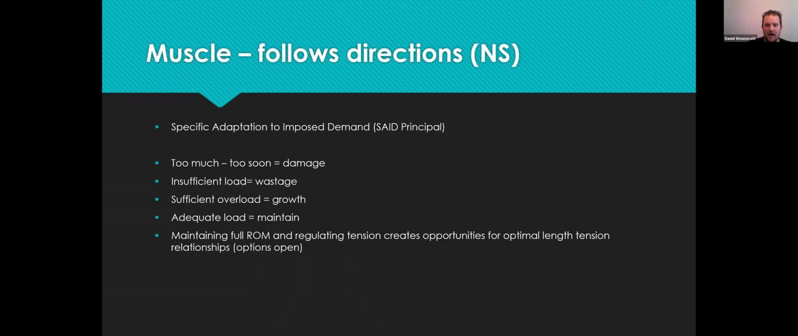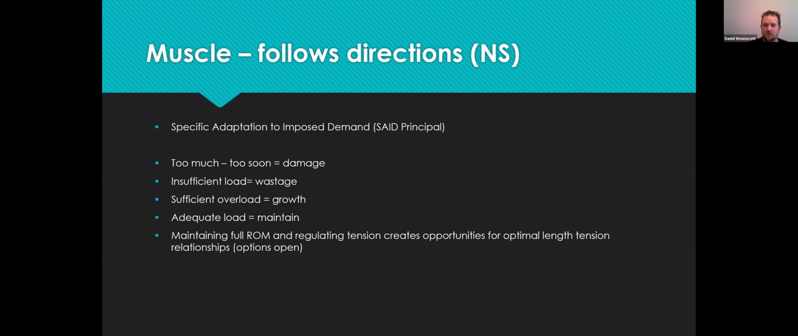Just quickly looking at the different types of tissue we're trying to fix. So things like muscle, it very much just follows the direction of the nervous system. If you don't load it enough, you'll get wastage. If you overload it too quickly, too soon, you'll get damage. Sufficient overload, you'll get some growth. If you have that adequate load, you'll be able to maintain it.